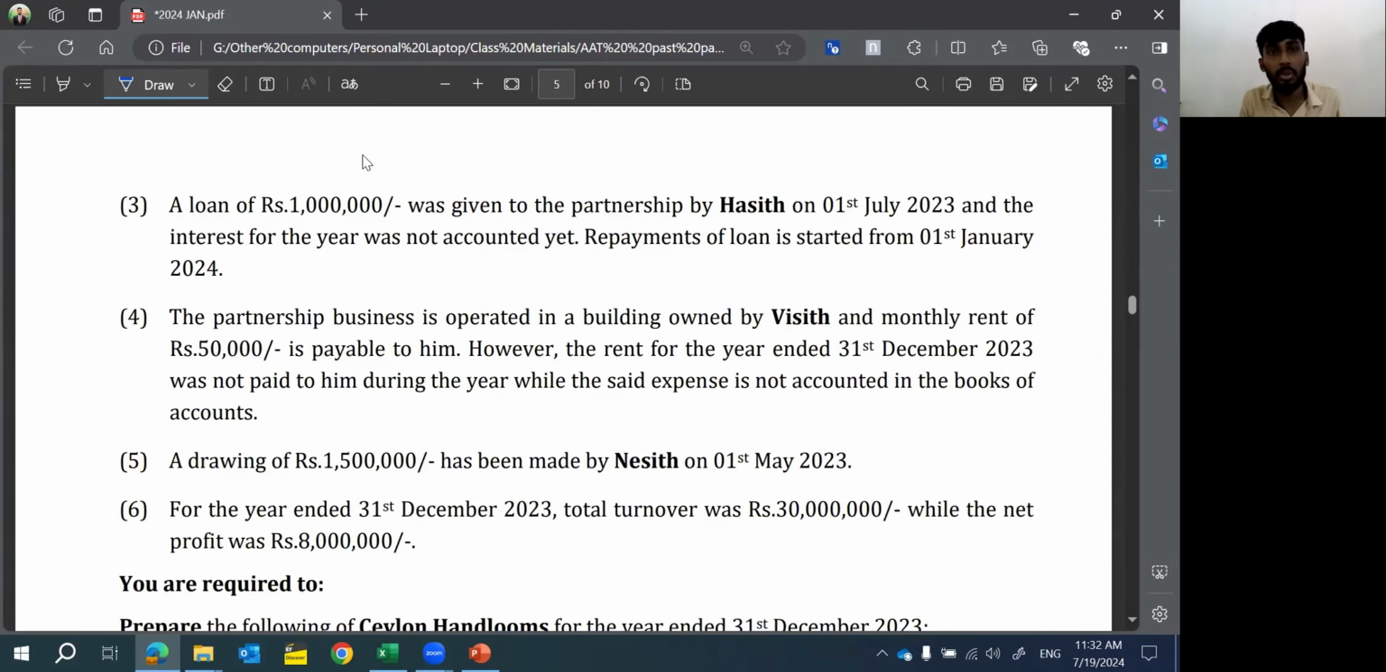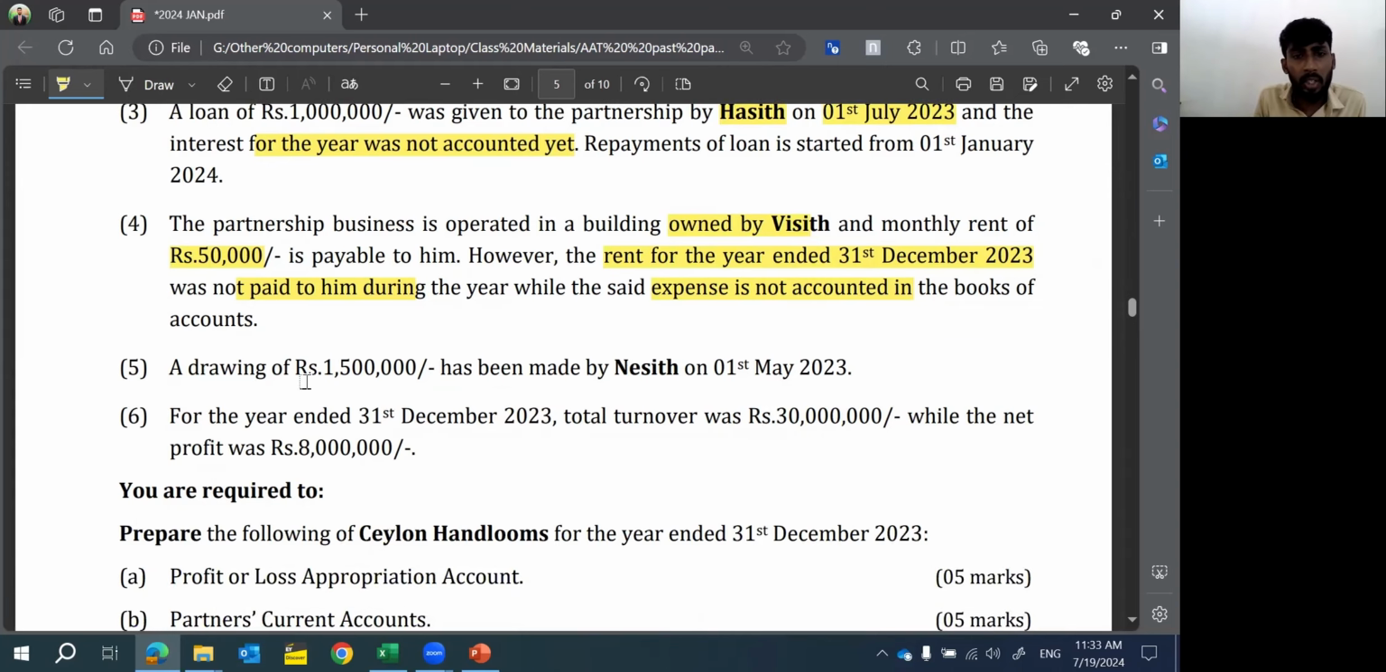Let's just glance through this one. They say a loan was given by Hasit on 1st July 2023, and the interest for the year was not yet accounted. Then the partnership business is operated in a building owned by Hasit. A monthly rent of 50,000 is payable to him. However, the rent for the year ended 31st December was not paid to him during the year, and the expense is not accounted in the books. I will explain, just glance through.